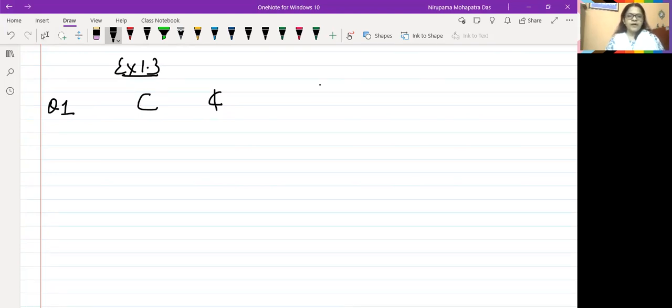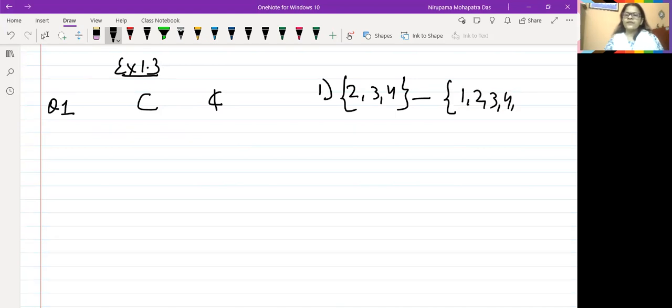In the first part we are given the set 2, 3, 4, and another set 1, 2, 3, 4, 5. You can check whether it is a subset or not. Every element of this set is an element of this set. 2 belongs to this, 2 we also have here. 3, 3, 4, 4. Every element of this set is an element of this set. So it is a subset.